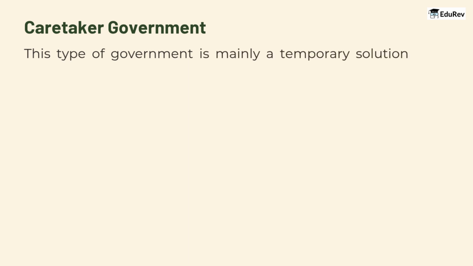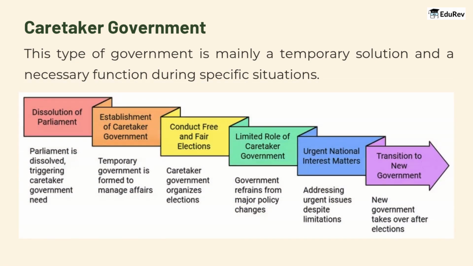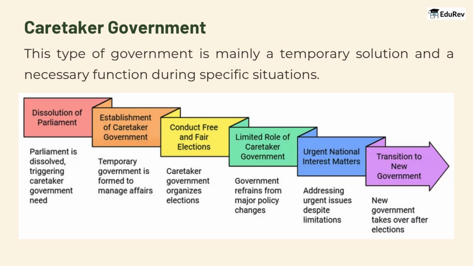Let's now understand what a caretaker government is. This type of government is mainly a temporary solution and a necessary function during specific situations. Parliament is dissolved, triggering a caretaker government. A temporary government is formed to manage affairs. The caretaker government organizes elections. It refrains from major policy changes, addressing urgent issues despite limitations. A new government takes over after elections.